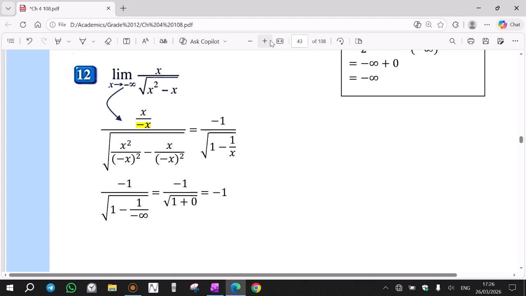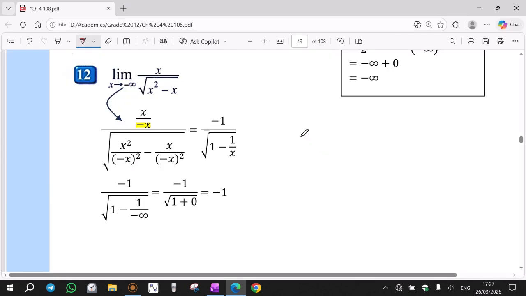In question 12, this is where the result becomes infinity over infinity and L'Hopital fails. Why does L'Hopital fail in this question? If you remember, in chapter 3 we had a question like this where L'Hopital failed. What makes L'Hopital fail? Two conditions.